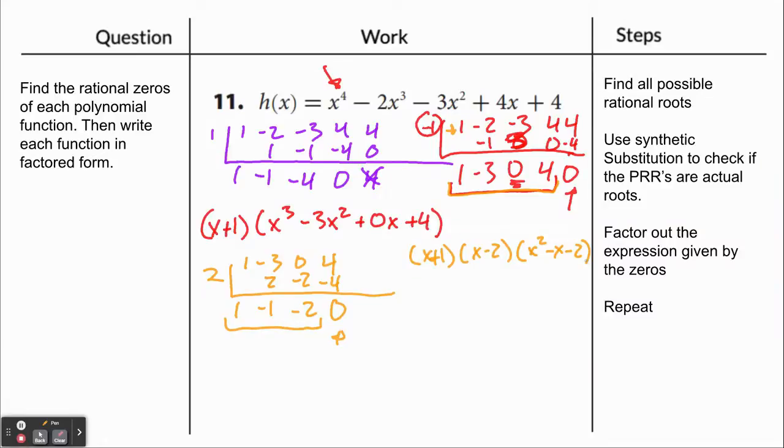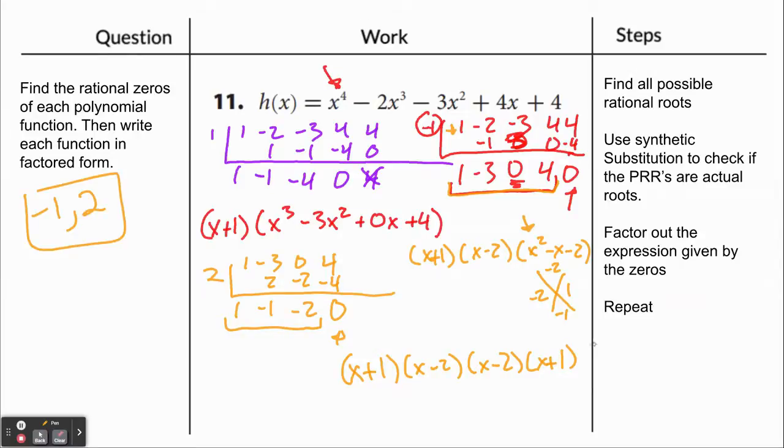Now I could continue going here, but let's just look at this quadratic and think about how we could factor it without plugging numbers into synthetic substitution. I know that I'm looking for two numbers that multiply to negative 2 and add to negative 1, which would be negative 2 and 1. So that means I can factor it even more without using synthetic substitution. It tells me it's going to be another x minus 2, another x plus 1. So my only zeros here are going to be negative 1 and positive 2.